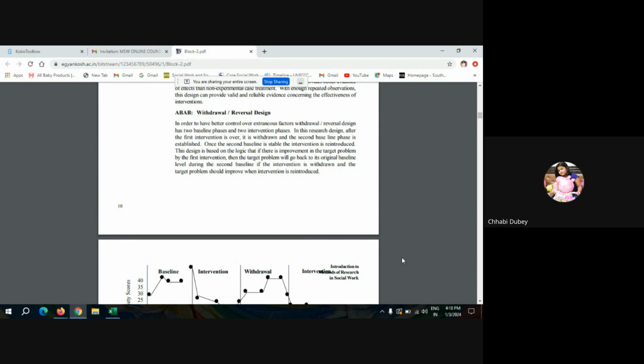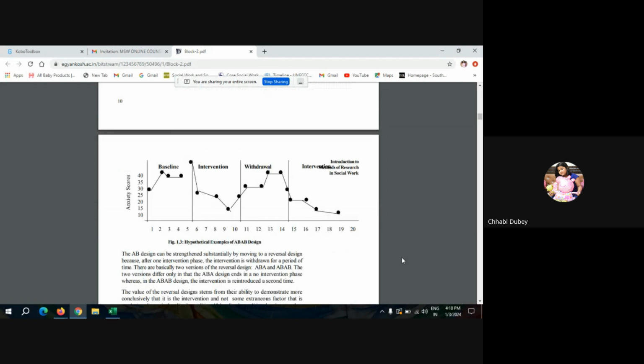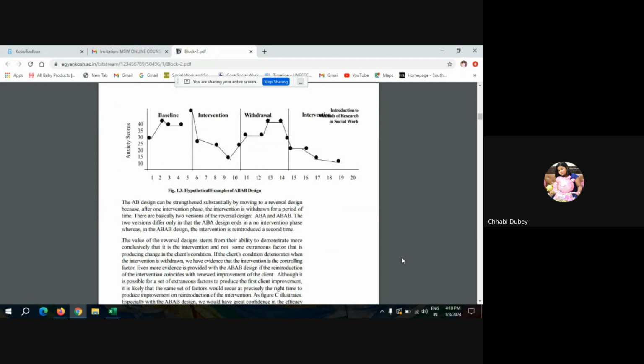Okay, so if there is any kind of improvement in the target population after we have introduced the first intervention, then we know that the problem will go back to its original baseline level during the second baseline. And if during the second baseline the intervention is withdrawn and the target problem is improved, then we know that the intervention will be reintroduced. Okay, so this is all about the ABAB withdrawal reversal design after the single phase.